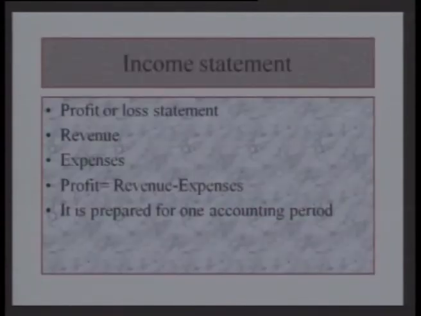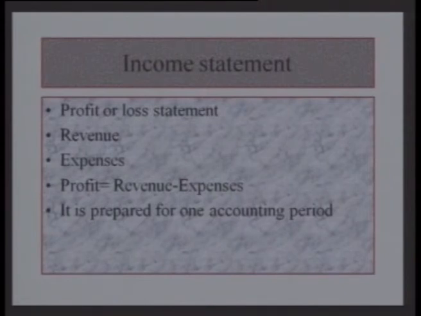The next type of financial tool which is used for financial analysis is the income statement, and this is otherwise also called a profit and loss statement. It consists of the revenue stream, and then it also shows the expenses, and then the profit, that is the revenue minus expenses. So these are the three things which can be observed on the income statement of any particular firm.